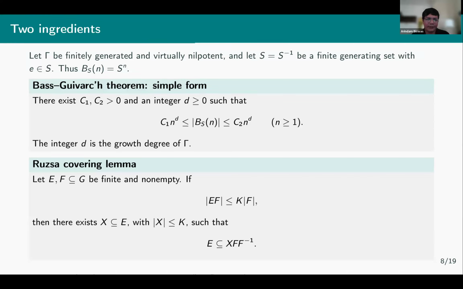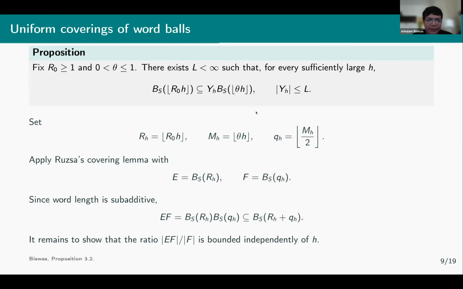And we will also use the classical Ruzsa covering lemma from additive combinatorics. If you have two non-empty finite sets E and F, and suppose the cardinality of E plus F is less than or equal to K times the size of F, then there exists an X in E with the size of X less than or equal to K, such that E is contained in some translates of F inverse, X. Okay, so how will we use them? Essentially, first we will derive a proposition.